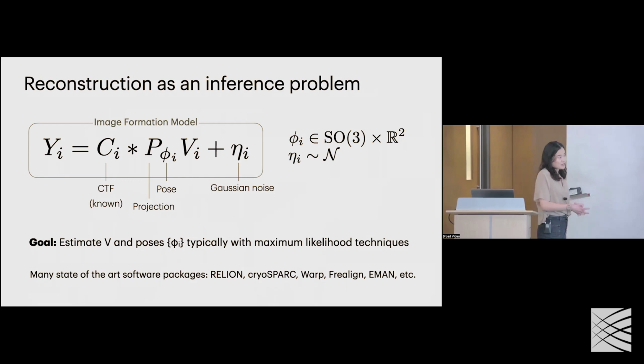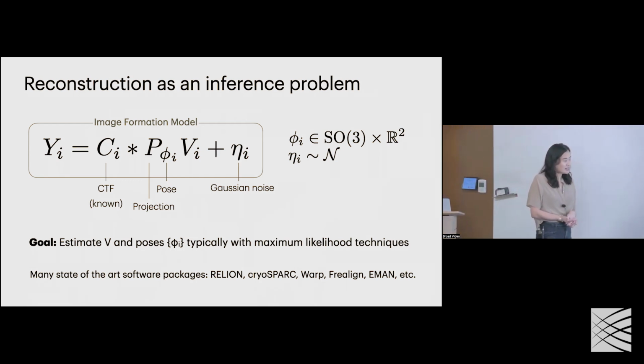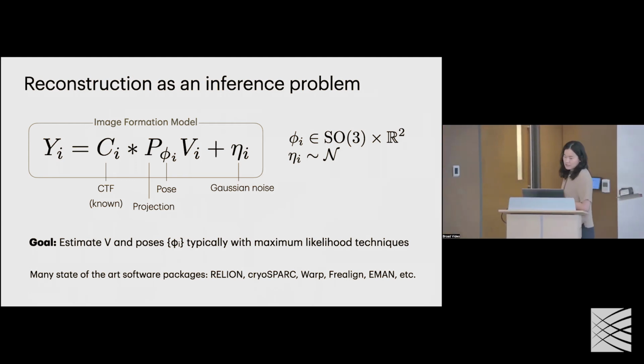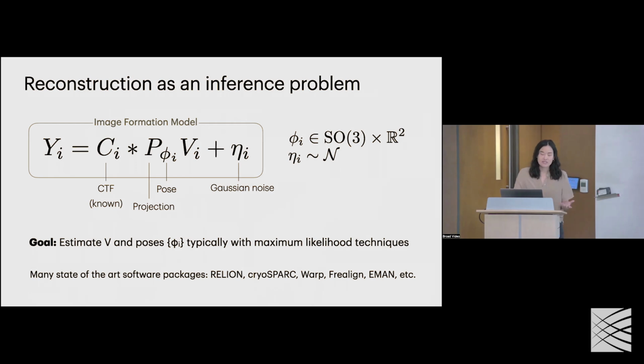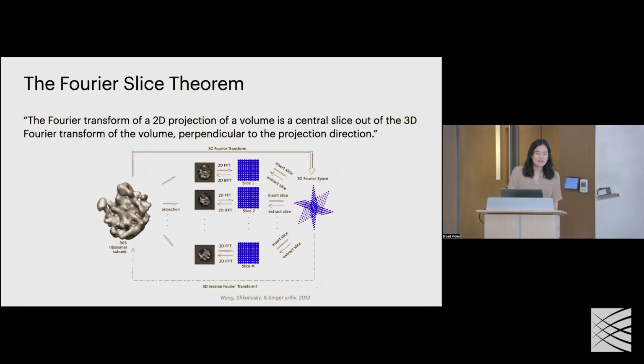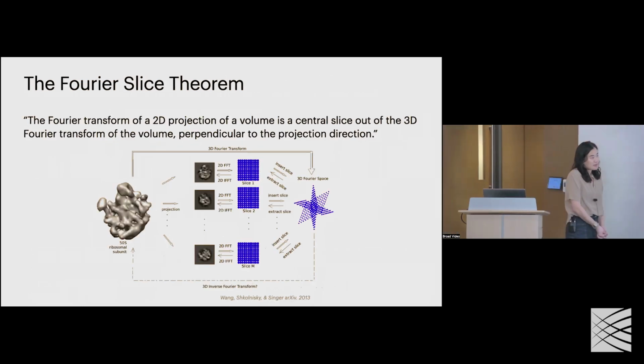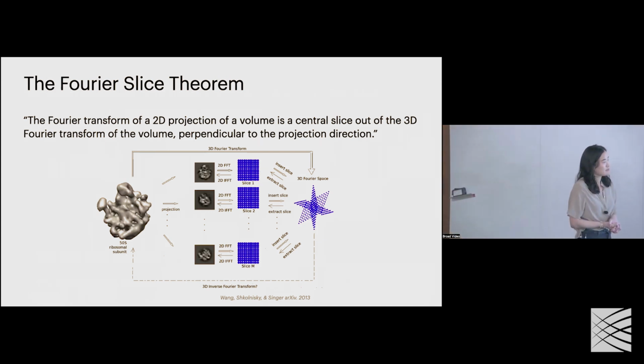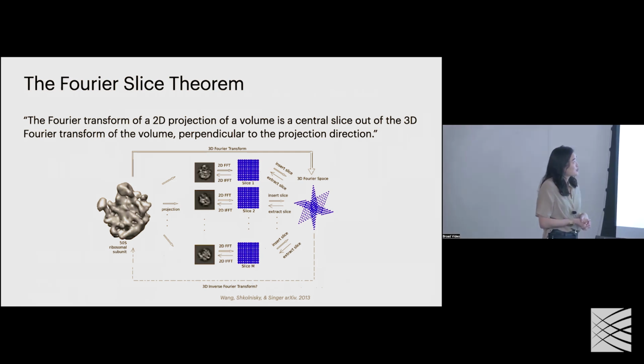And this I definitely won't go over since we just had a primer on it. The goal is to estimate our volumes and the poses typically with maximum likelihood techniques. And there are a lot of state-of-the-art software packages for doing this, especially in the homogeneous case: RELION, CryoSPARC, Warp, FREALIGN, EMAN, and so on. Rish also gave a quick overview about this, but I think this provides a nice intuition for the iterative EM algorithm that we talked about. And so this is the Fourier slice theorem.